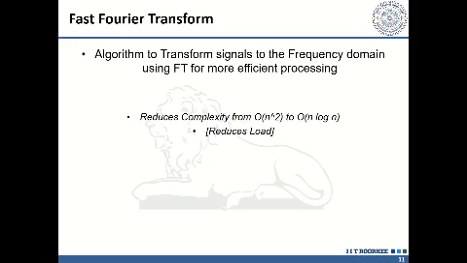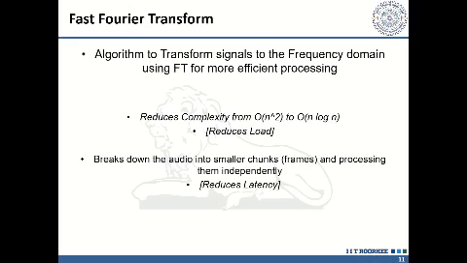Since in earlier time domain convolution, each point of our audio signal is multiplied with each point in our impulse response, leading to a time complexity of big O of n squared. While in fast Fourier transform, this compute is reduced to big O of n log n, hence reducing our computational load. Second, the fast Fourier transform algorithm breaks down the audio into smaller chunks or frames and then processes them independently. This further leads to less compute required and thus helps in reducing latency as well.